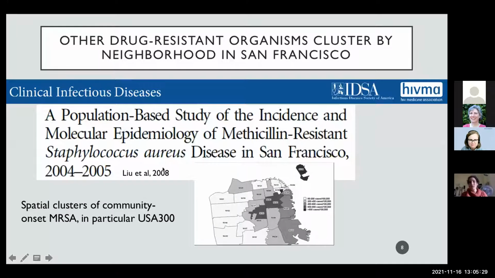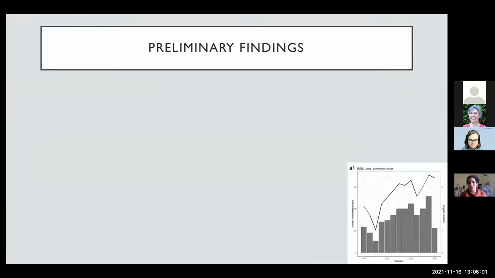Here in the city, in San Francisco, where our own study is based, there have been clusters of another type of drug-resistant infection, methicillin-resistant Staph aureus, which can cause severe skin infections and even sepsis. And here what they found is spatial clusters of these community-onset MRSA infections, in particular, the specific genotype called USA300. So we were wondering, are we going to see the same thing in San Francisco with our samples?